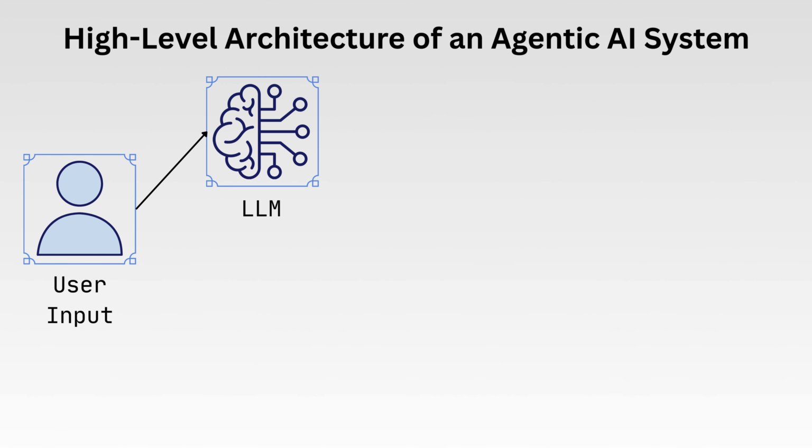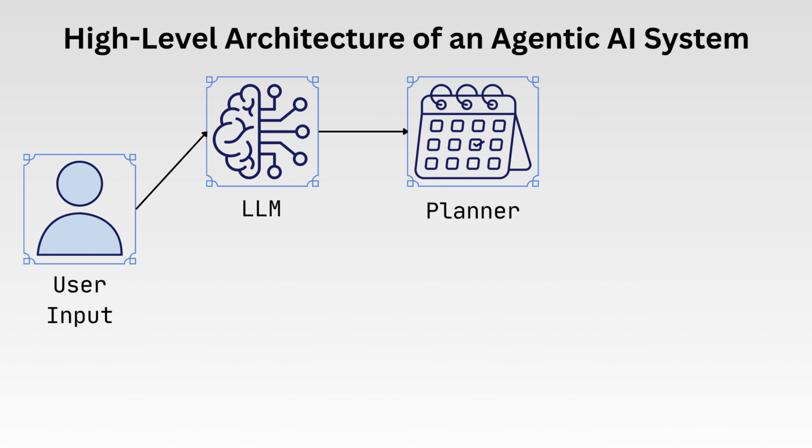In more advanced systems, we introduce a planning layer. The planner decomposes a complex goal into smaller, manageable steps. For example: retrieve sales data, perform analysis, generate summary, send report via email. This is what transforms simple prompting into structured task execution.